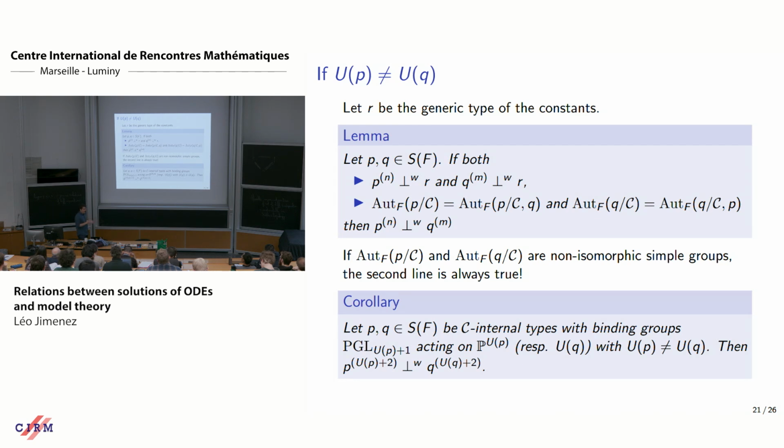Okay, so I mean, of course, what if U(P) equals U(Q), right? This is actually the hard case because now we can't exclude that the group, right, Aut of P over Q, maybe it's the identity now. Okay, this is possible now, right? If the two groups are isomorphic.